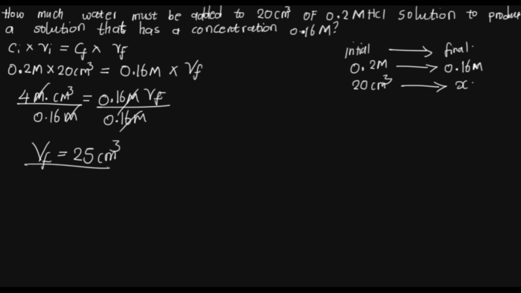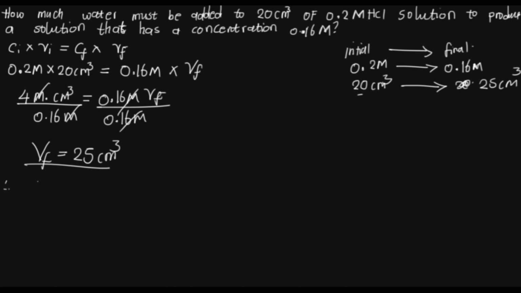So you can see that now after a certain amount of water was added, the volume rose from 20 cubic centimeters to 25. So 25 is our final volume. Now here the question is how much water. So I just want to know how much was added. So we can see that from 20 to 25, the amount of water that was added was just 5. That is the volume of water that was added.